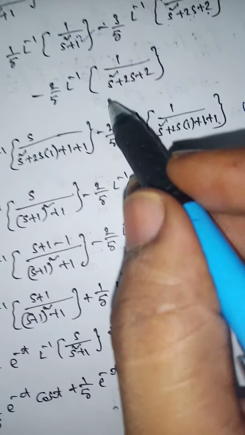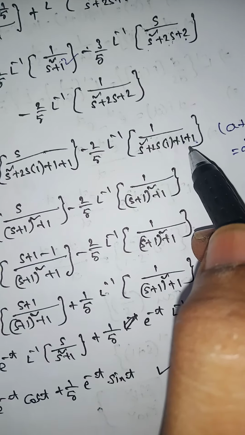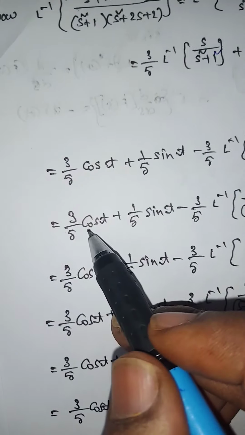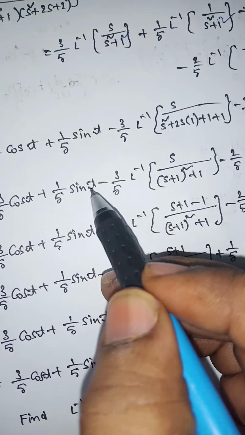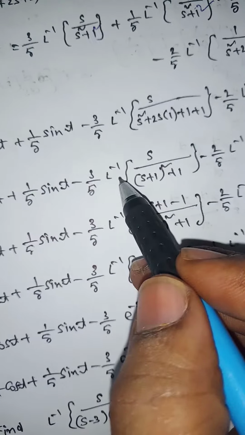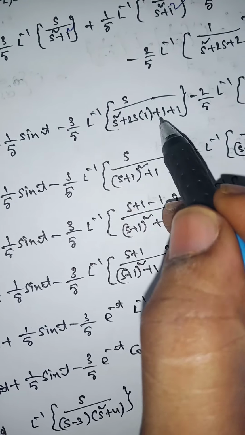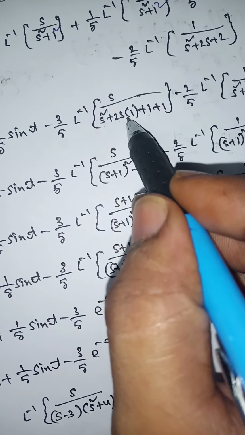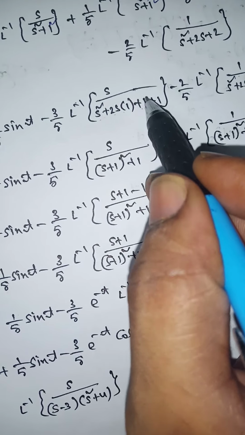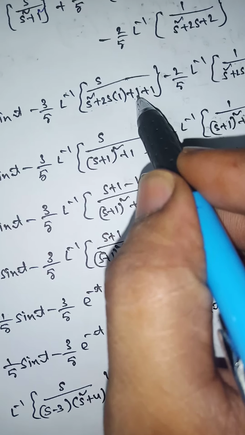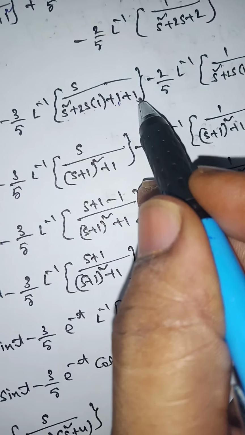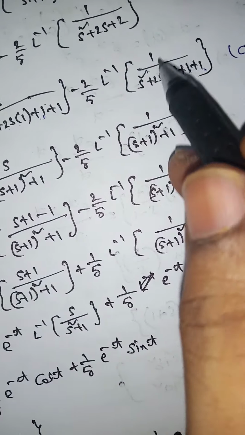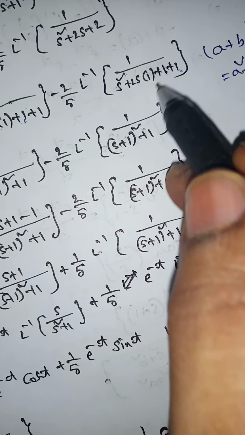And next, the same changes I apply to minus 2 by 5 into L inverse of 1 by the same. Now 3 by 5 into cos t, 1 by 5 into sin t is completed. Minus 3 by 5 into L inverse of s by, from this term to this term, a square plus 2ab plus 1 you can write as s plus 1 whole square, where b is 1, and the remaining is plus 1. Minus 2 by 5 L inverse of the same, from this term to this term you can write s plus 1 whole square plus 1.